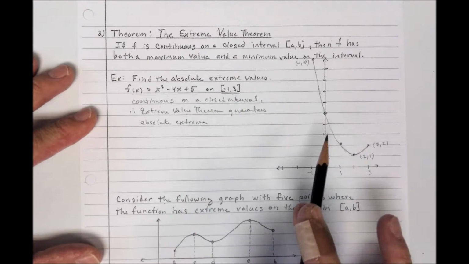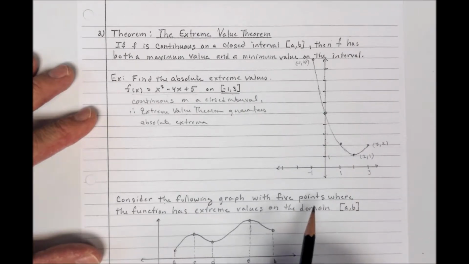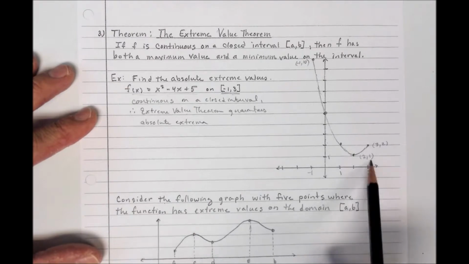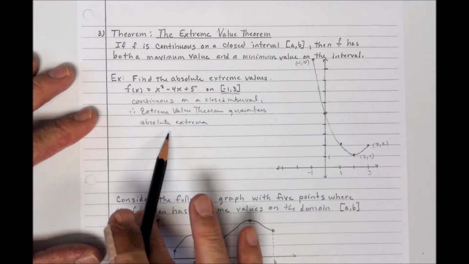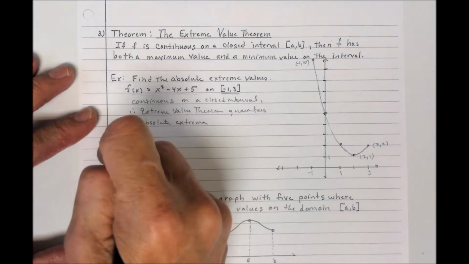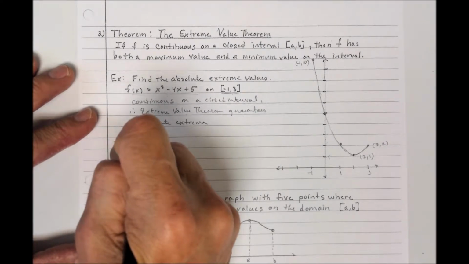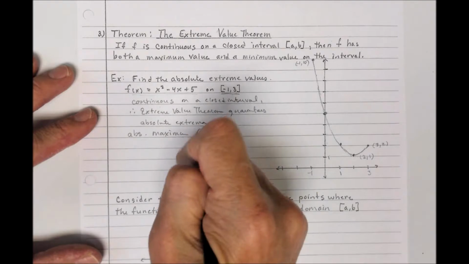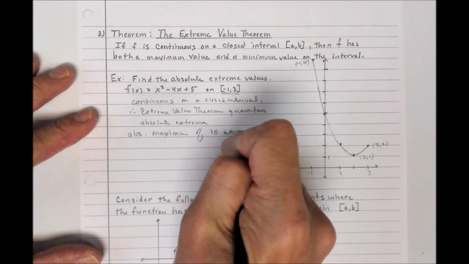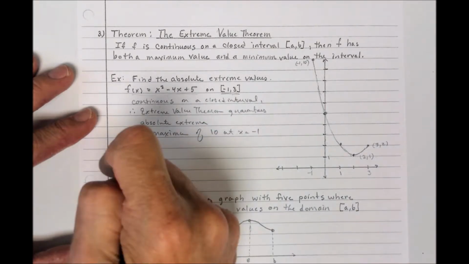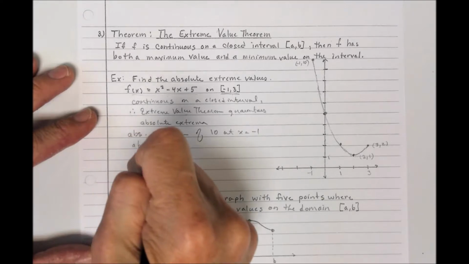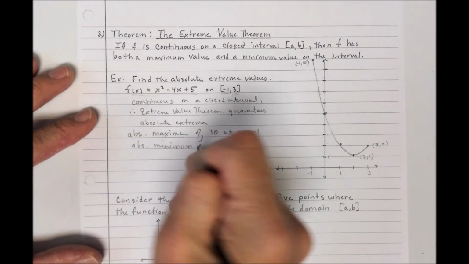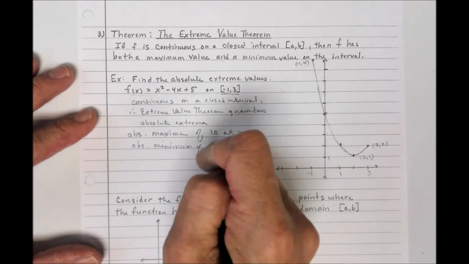Now I have the graph, so that's kind of a giveaway, and you can see that the largest y value is going to be 10 and the smallest y value is going to be 1. But I go ahead and I set up the preliminaries. So I have an absolute maximum of 10 at x equal -1, and I have an absolute minimum of 1 at x equal 2.